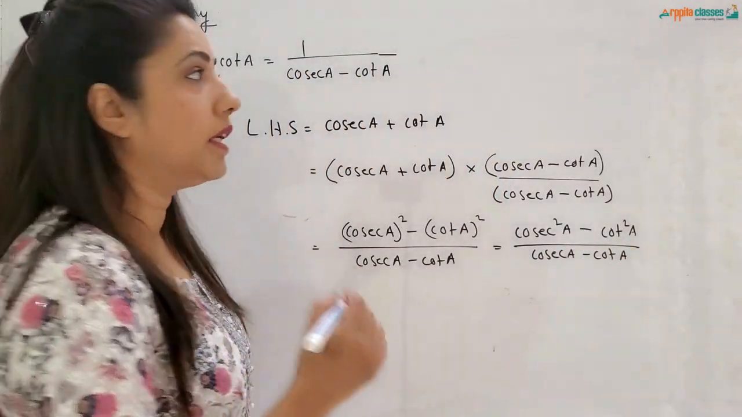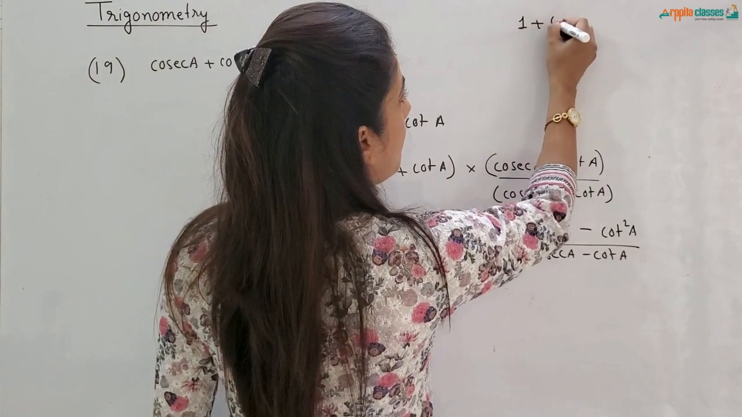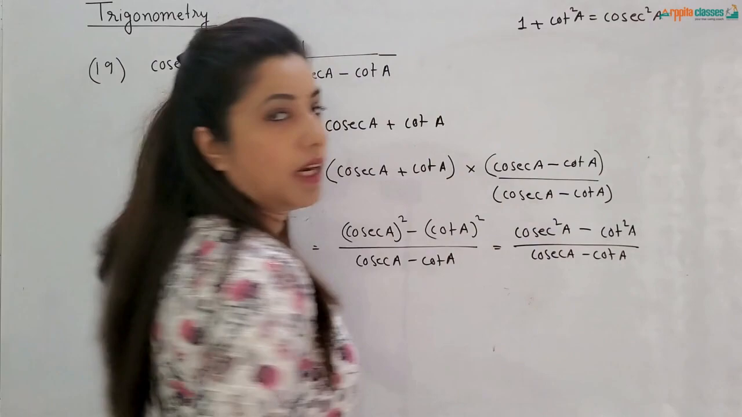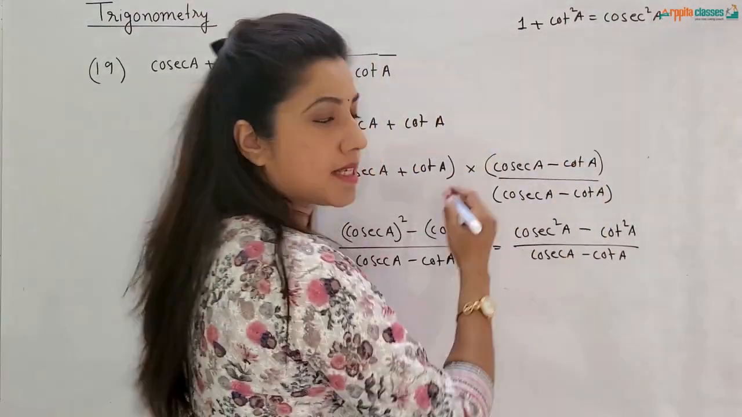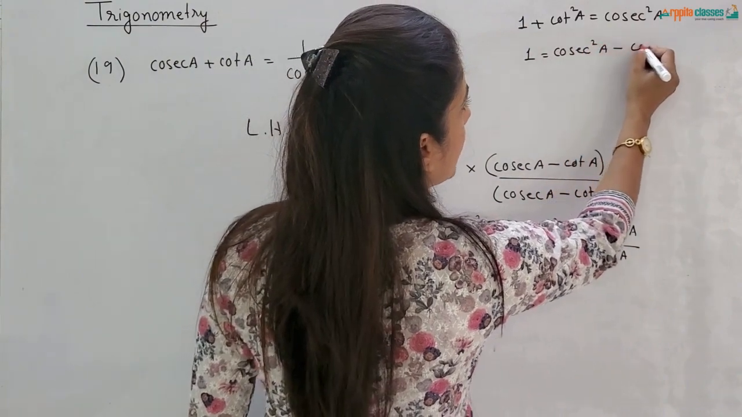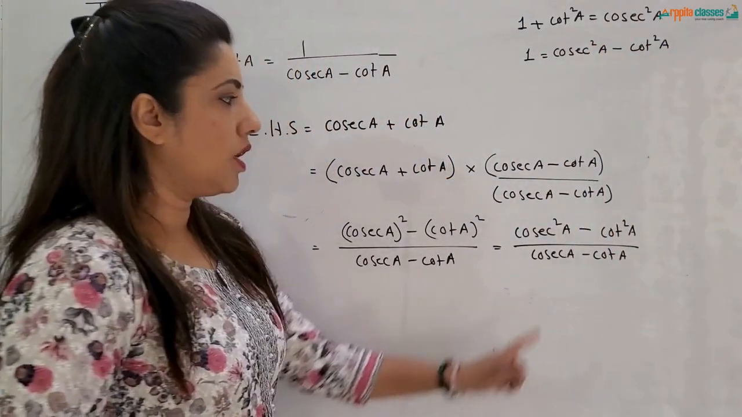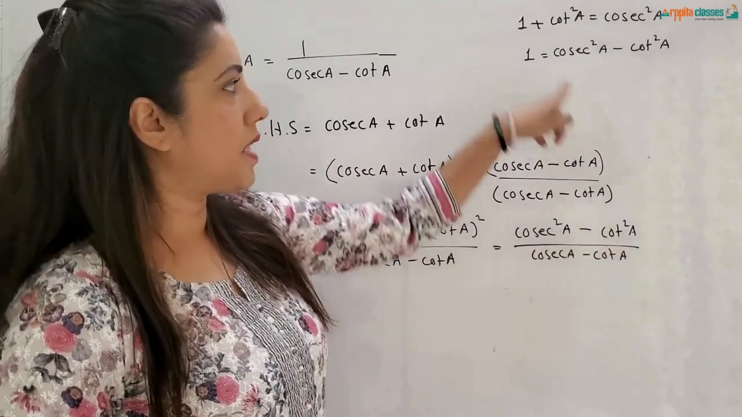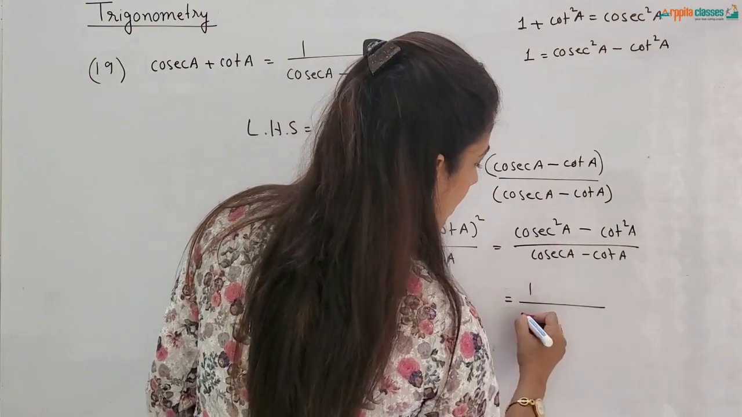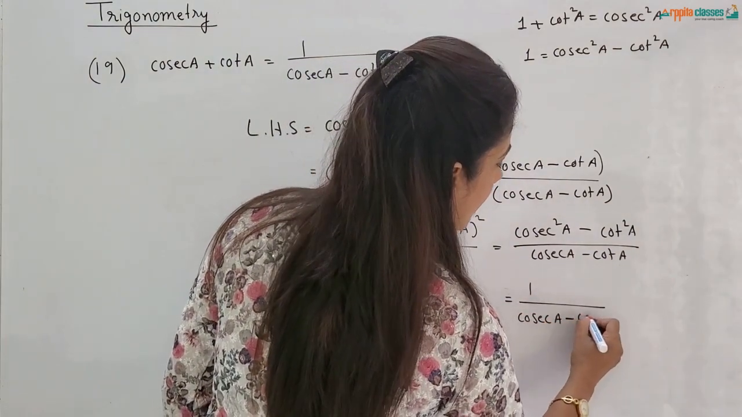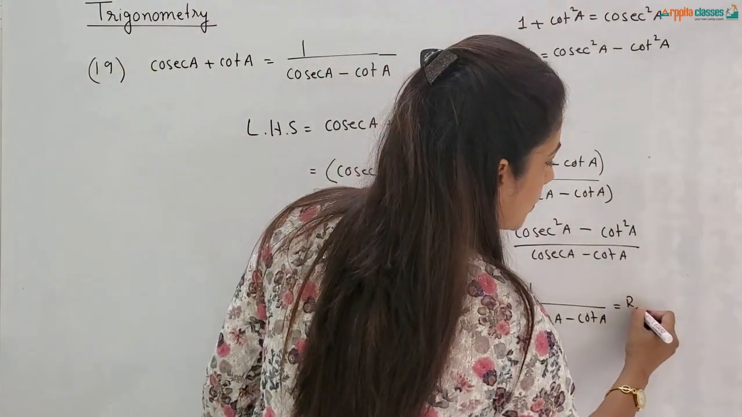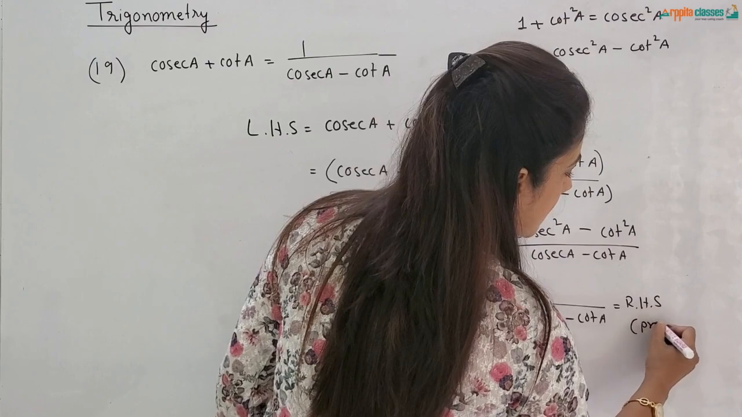Now if you remember the third identity, it was 1 plus cot square a is equal to cosec square a. Now if I take this cot square a on the right hand side, we get 1 is equal to cosec square a minus cot square a. So see, cosec square a minus cot square a can be substituted by 1. So we can write 1 at the numerator divided by cosec a plus cot a. Now if you see the right hand side, we already got it. So this is equal to right hand side, hence proved.